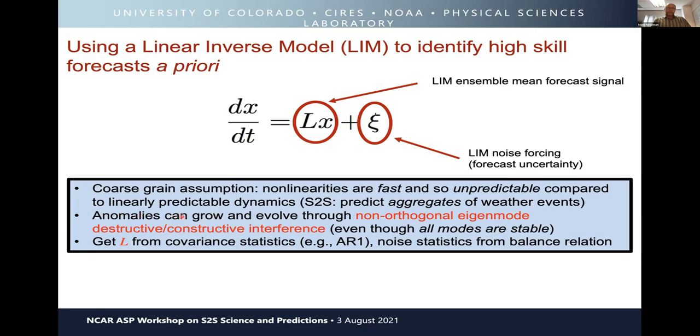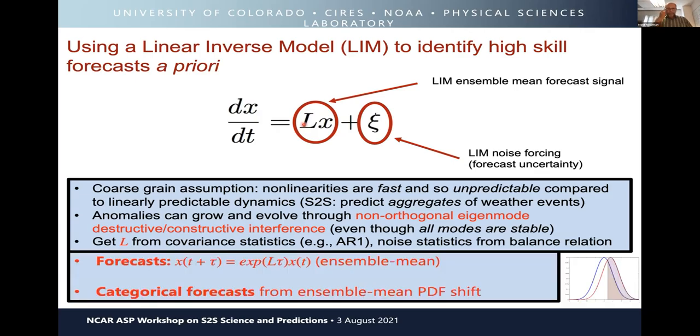In a system like this, the anomalies can still grow and evolve through non-orthogonal eigenmode destructive to constructive interference, even though all the individual eigenmodes of this linear operator here are stable. And we can get this empirically. That's kind of the main idea here, although one could in principle do this in a forward sense from first principles. So in this system, forecasts are pretty simple.